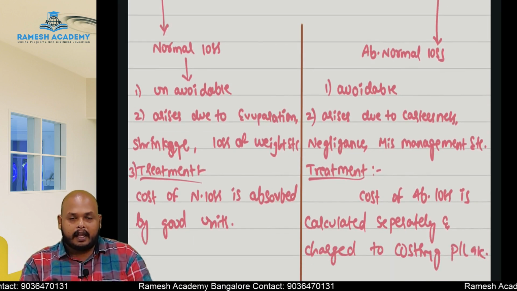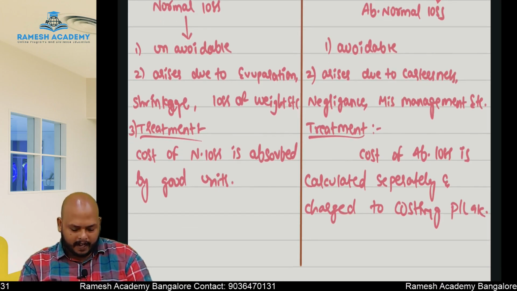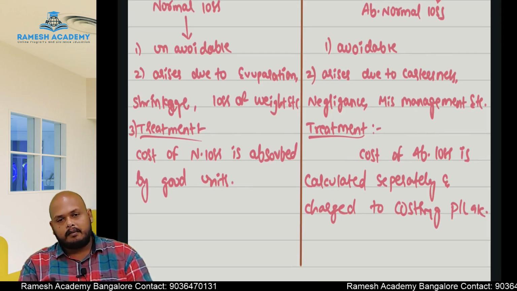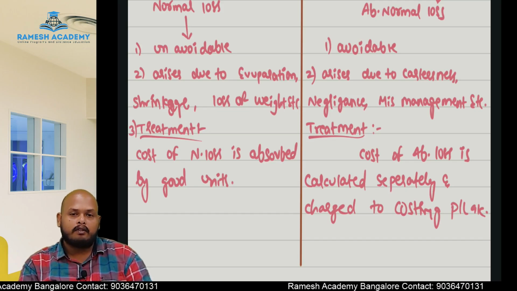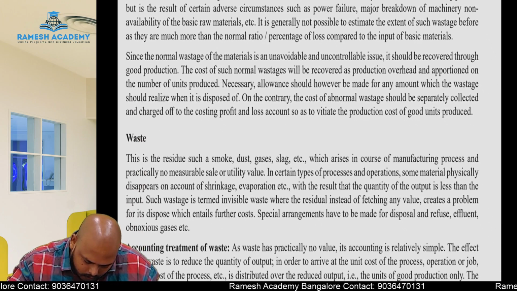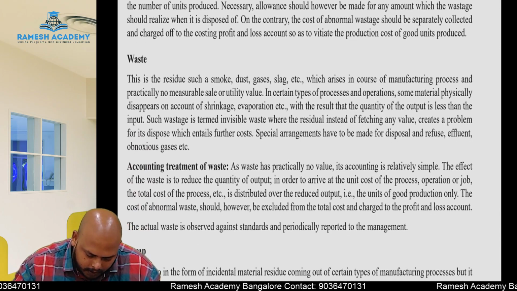Sir, can you give an example for abnormal loss? Fire accident. Fire accident is an example of abnormal loss. Not only fire accident, damage, sudden breakdown, machine breakdown, all these are examples of abnormal losses. Okay? So you can go through the theory. I just gave it as a shortcut, you can go through that theory.